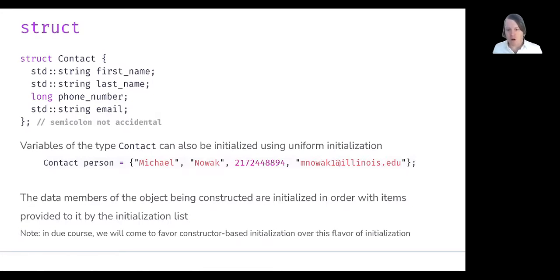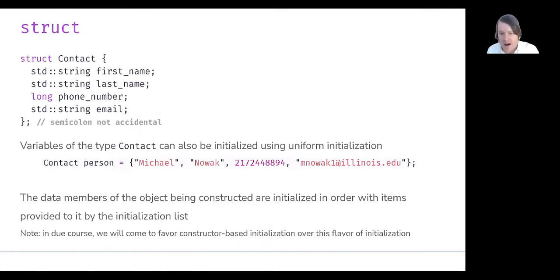So to use uniform initialization, I'm simply going to provide the values for each field, in the order that they're declared in the actual type, as a list within these brace notations. So in this case, contact person's fields are going to be initialized, actual true initialization.